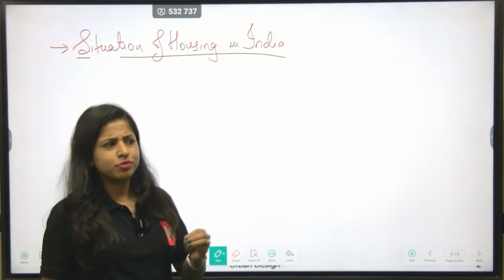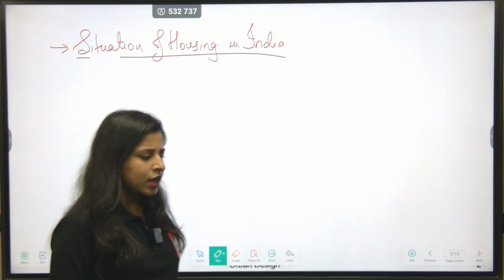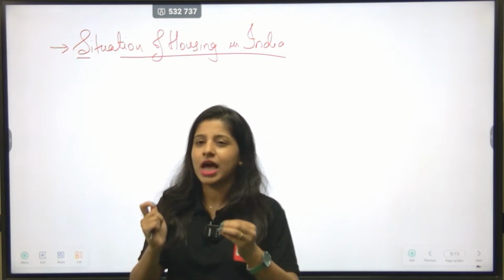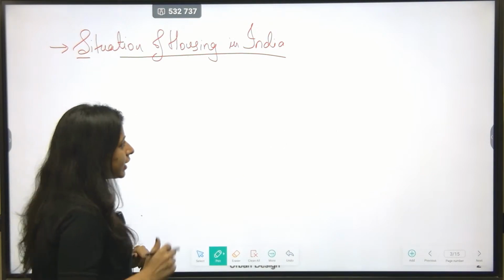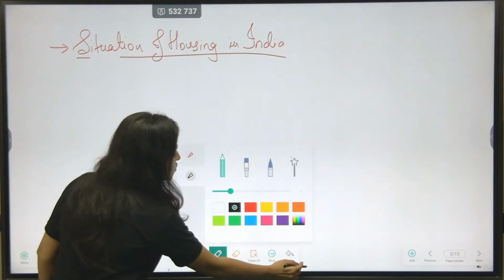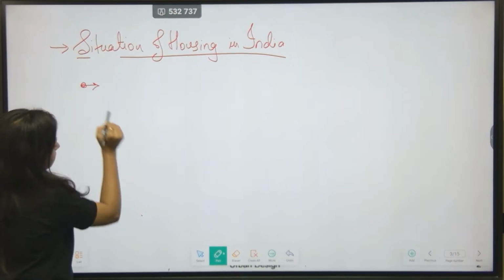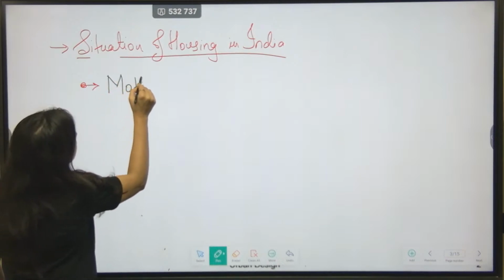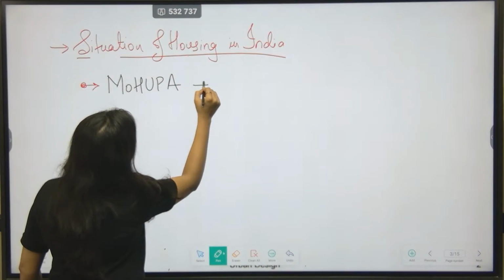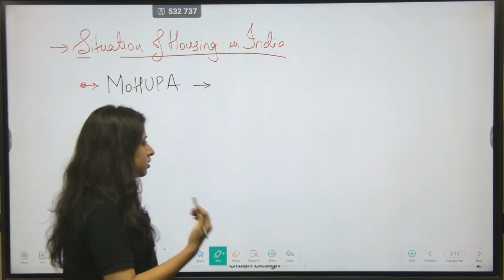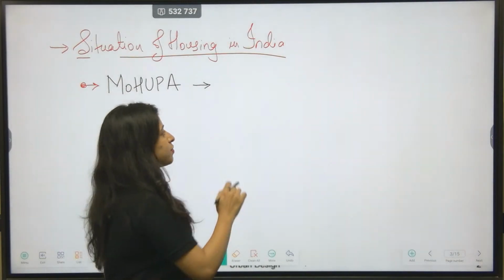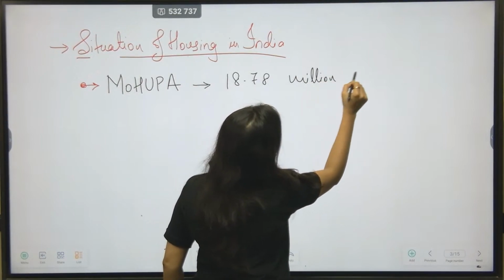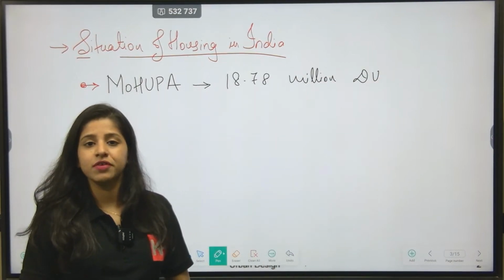And because of that, a lot of steps have been taken by the government. Now the question comes, what is the housing shortage? That means how much housing shortage exactly, in numbers, do we have? If I tell you the numbers, then MOHUPA, the Ministry of Housing and Urban Poverty Alleviation, based on their report of 2012, says the housing shortage in India at present is 18.78 million dwelling units.